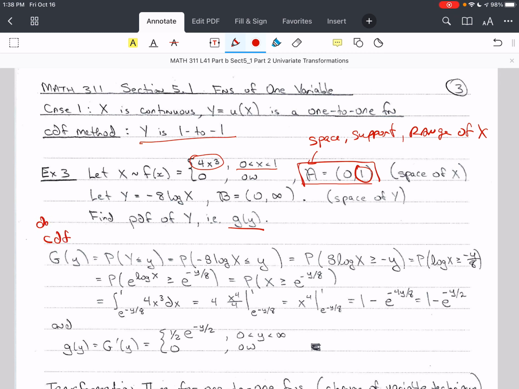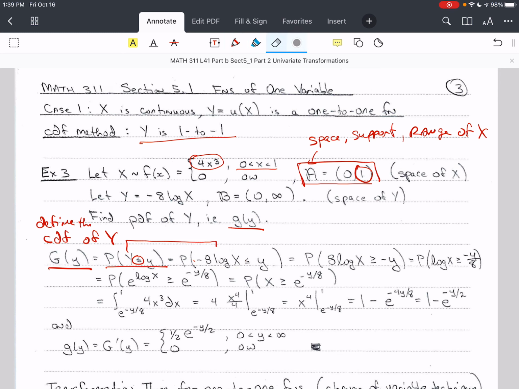We're going to define the CDF of y. So G of y, and we're going to write it as the probability that Y is less than or equal to y. And now that we have Y, we're going to make the substitution for Y, and we just simply substitute in for Y. Now what we have to do is solve this in terms of x. So we're going to have to take the inverse transformation.